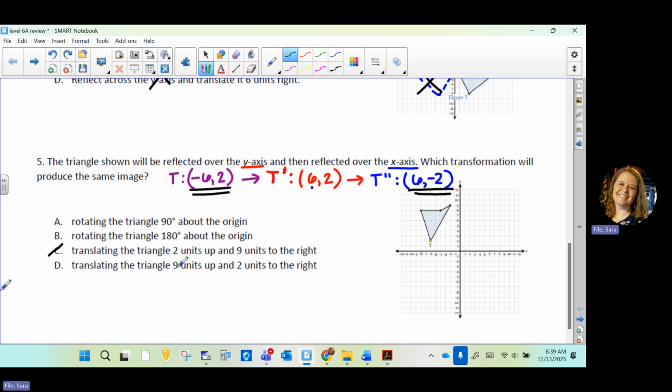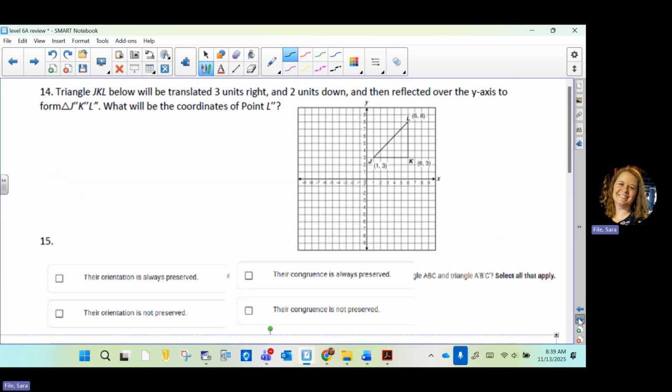Nine units up would be adding 9 to the y. 9 plus 2 is 11. That's not 11, so that doesn't work either. So we know it's not the translation. It's got to be some sort of rotation. So I'm going to go check those rules for 90 and 180.